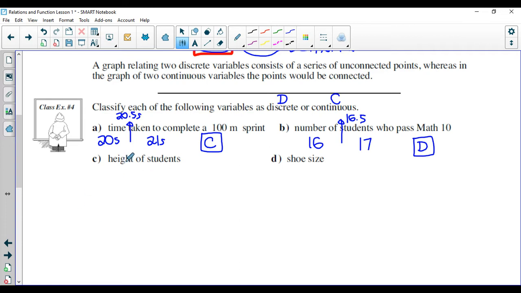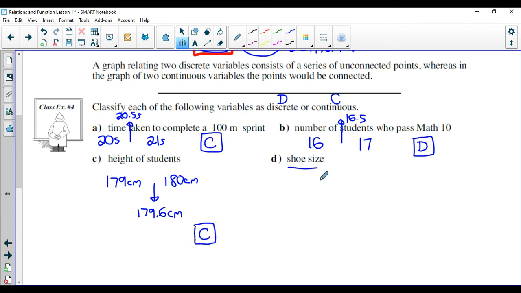Height of a student. Okay, so maybe let's write down some heights here. We could say, for example, 179 centimeters or 180 centimeters. Could an intermediate value make sense? Could you have 179.6 centimeters? Yes, you could, because you could measure the person's height to the nearest tenth or nearest hundredth of a centimeter if you wanted to. Okay, so we call that continuous.